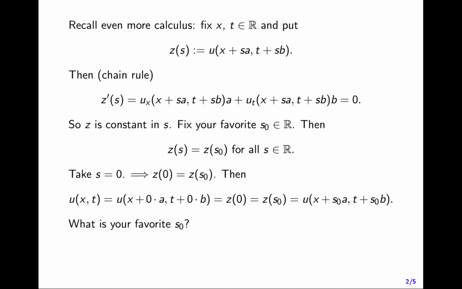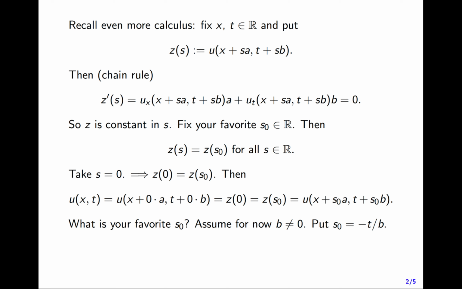So what is your favorite s0? Well, for the purposes of this problem, we're going to pick it to be something special. Let me add an assumption for now. We'll assume that b is non-zero. So our coefficient b from the transport equation is non-zero. We'll work things out when b equals 0 later. Then let's define s0 to be minus t over b. So b is not 0 means we can divide by b.